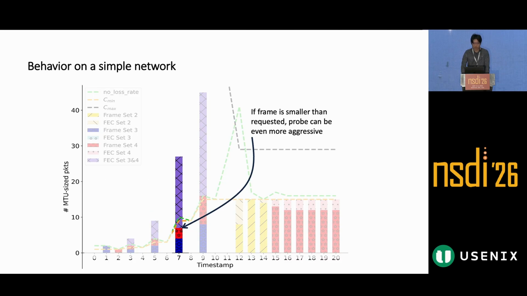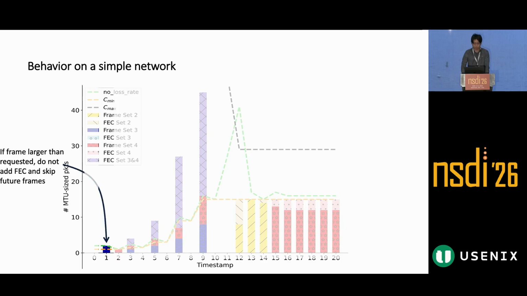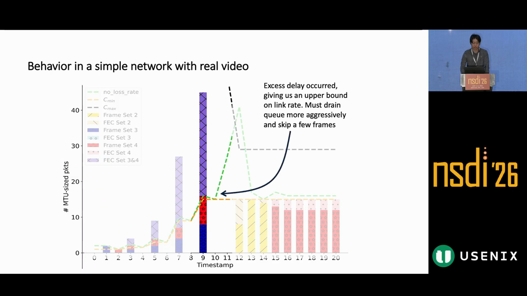More interestingly, if the frame returned by the encoder is smaller than requested, it can probe more aggressively. If, on the other hand, the encoder generates a K-frame and gives us more packets than we requested, it will not add FEC at all and will not probe for the bandwidth, so that you can make sure every frame it sends meets its deadline.